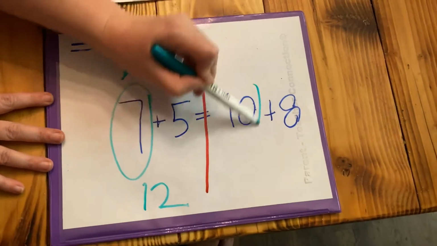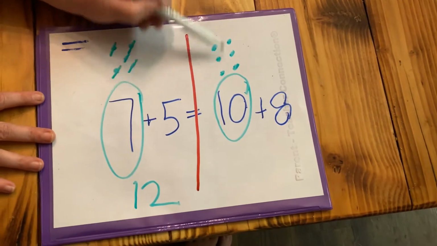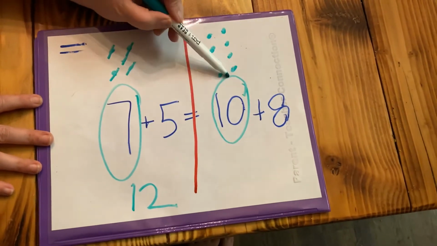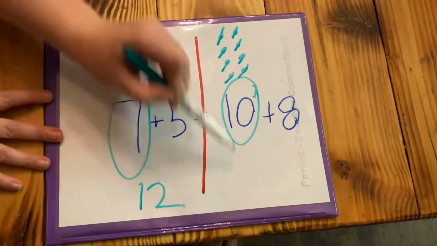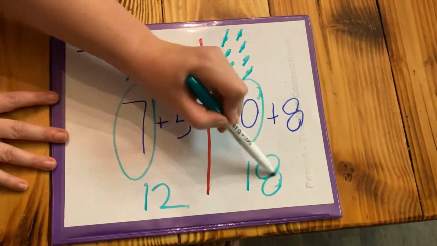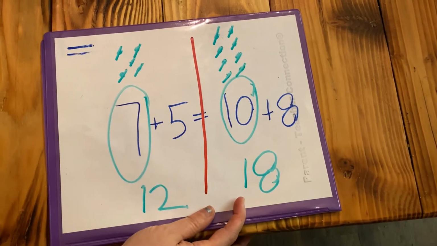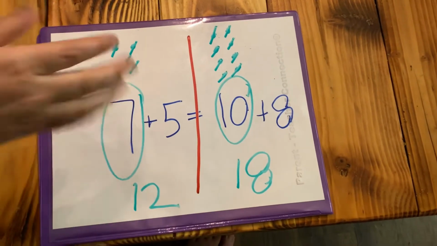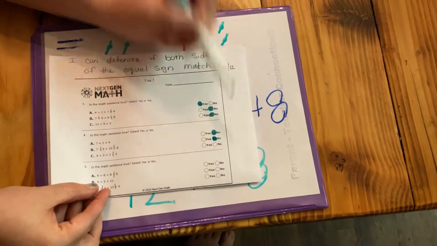Then I'm going to come to this side and I circle my 10 because it's my larger number. And then I add my 8 more. 10, 11, 12, 13, 14, 15, 16, 17, 18. So on my 2 equations, I have 12 on this side and 18 on this side. So 12 and 18 are not the same, so it again would be marked no.